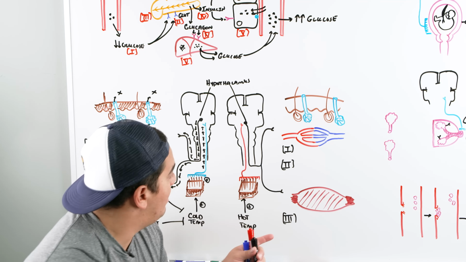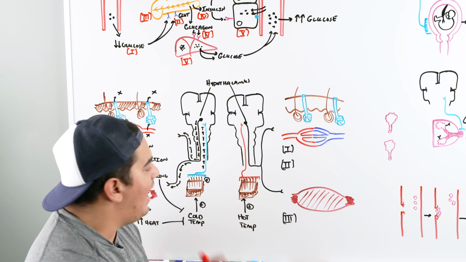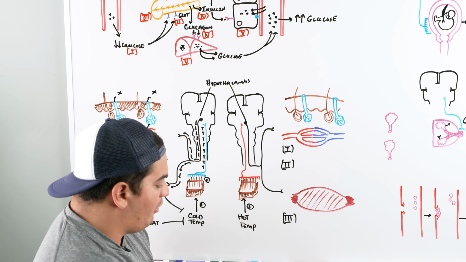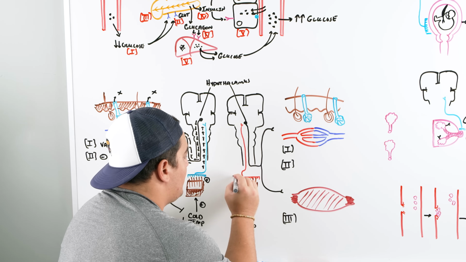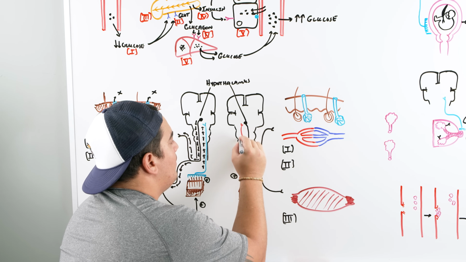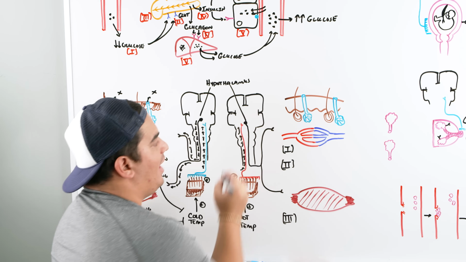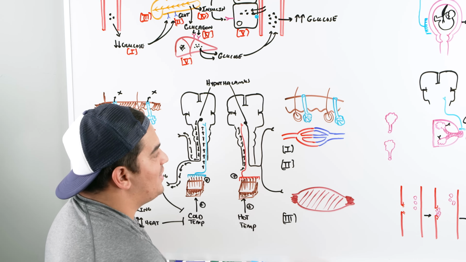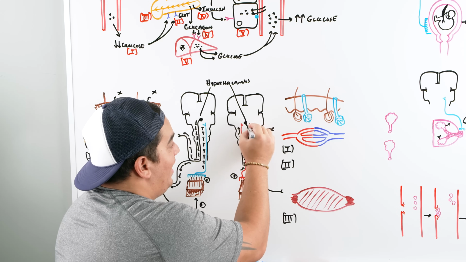And the same concept, my friends, for hot temperatures: it hits the thermoreceptors, stimulates the thermoreceptors, and sends afferent signals up through the nerves to your hypothalamus. The hypothalamus, which is the control center, says, okay, body's way too hot.